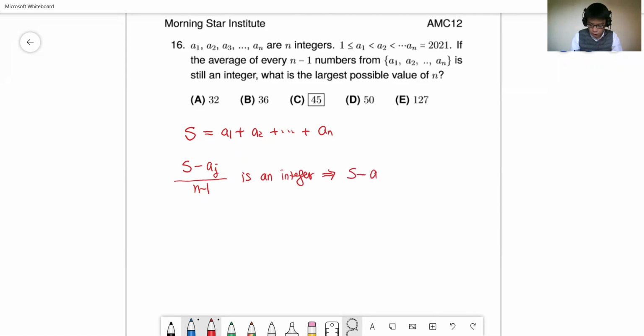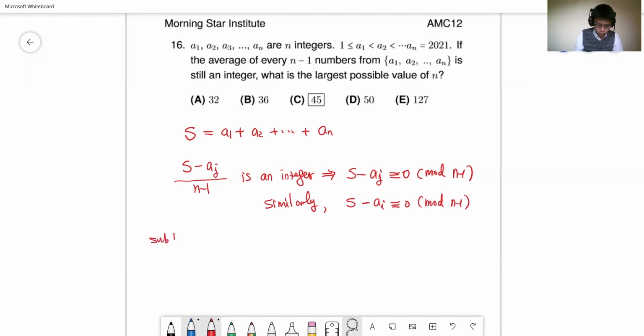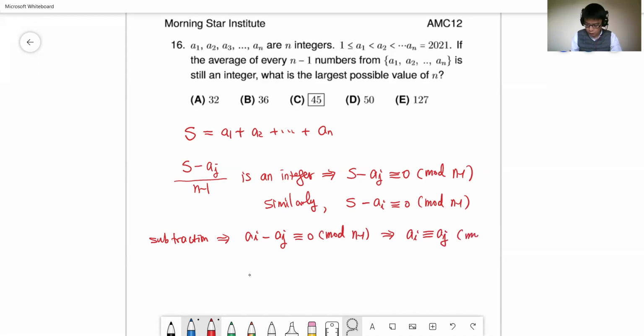That means s minus aj is a multiple of n minus 1. In other words, it has remainder 0 when divided by n minus 1. So similarly, if I choose a different number, ai, s minus ai, some other choice of n minus 1 numbers, is also a multiple of n minus 1. Now I can do subtraction. That means ai minus aj has remainder 0 when divided by n minus 1. In other words, ai and aj have the same remainder when divided by n minus 1. So these n numbers have the same remainder when divided by n minus 1.